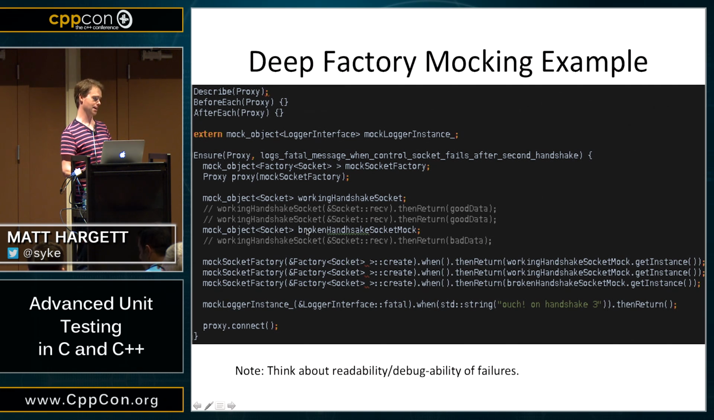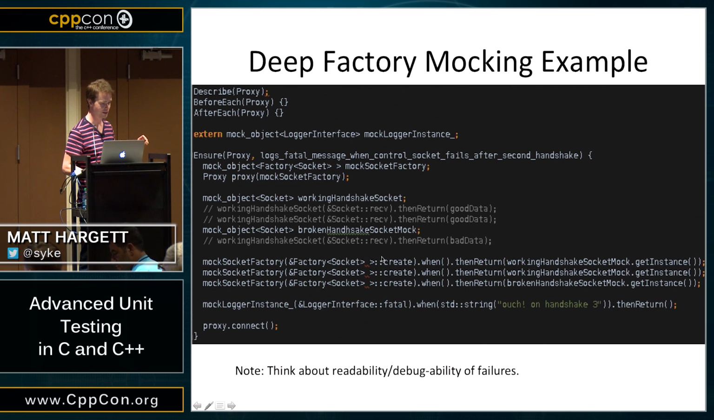I have a broken handshake socket, and I'm going to set some expectations on that so it returns bad data and misbehaves somehow. Then I'm going to tell the mock socket factory, Dr. Seuss in the house, the mock socket factory, I'm going to tell the creation method, where am I?